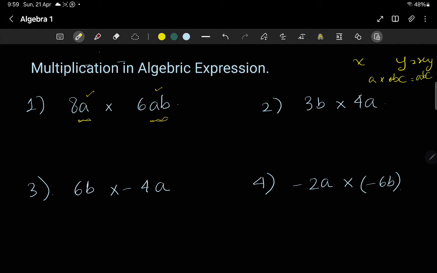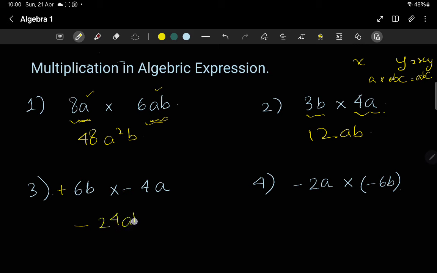Okay, so there are many examples. Here we notice that we have a and ab, so it will be 8 times 6, which is 48, and then a times ab is a square b. Then in question number 2 we have a and b, so 12ab. Here we have a plus sign, here a minus sign, minus plus minus, 6 times 4 is 24ab.